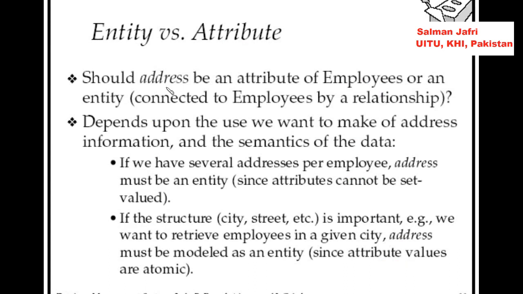So, entity versus attribute. Should address be an attribute of an employee, or an entity connected to employees by a relationship? This decision depends upon the use we want to make of the address information and the semantics of the data. For example, if we have several addresses per employee, address must be an entity. Why? Because attributes cannot be set valued. An attribute has a single value, it cannot have a range of values. So if we have multiple addresses for an employee, each address must be modeled as an entity.